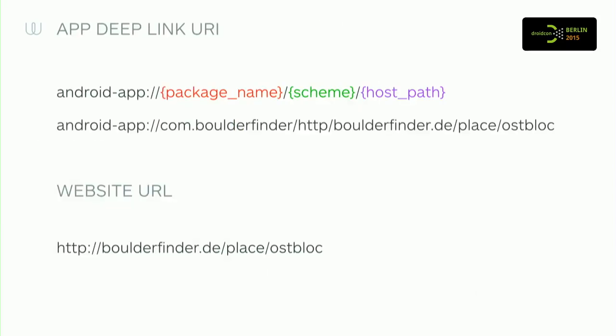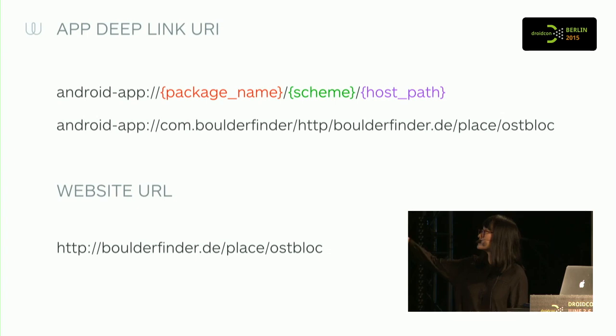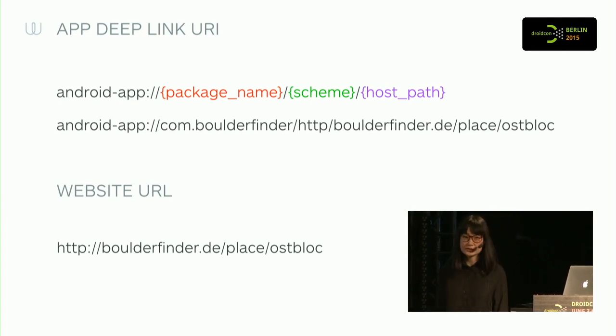So the same way a website is identified by a URL, app deep links also use an app URI. For Google, the app URI should look like this: android-app, followed by a package name, and then the scheme and host path of your web resource. So for a particular boulder hole, the app deep link would look like this: android-app, com.boulderfinder, which is the package name, and then, for example, http, boulderfinder.de/place/osblog.